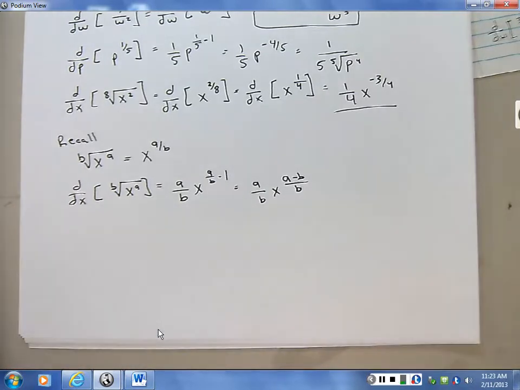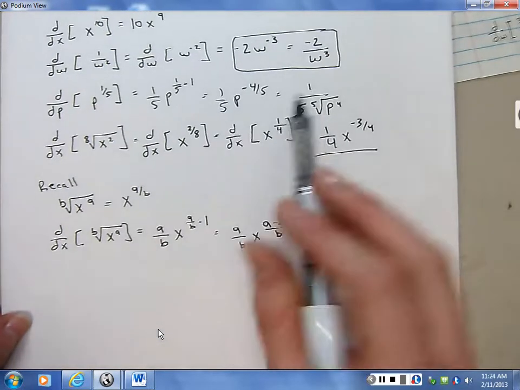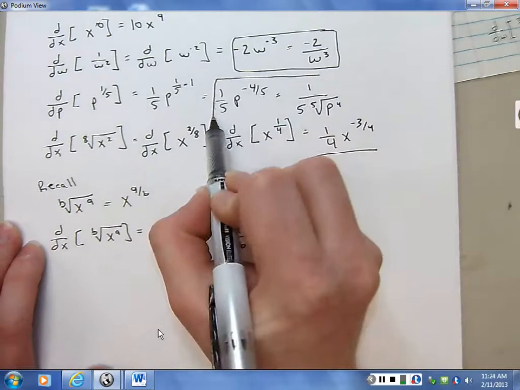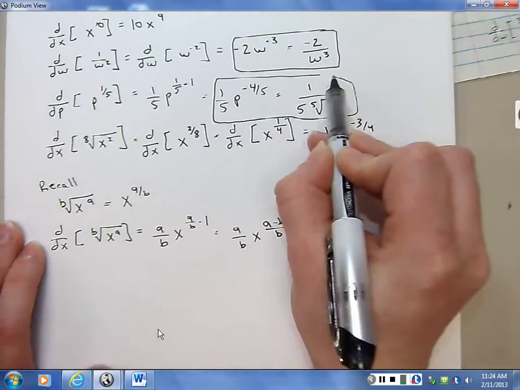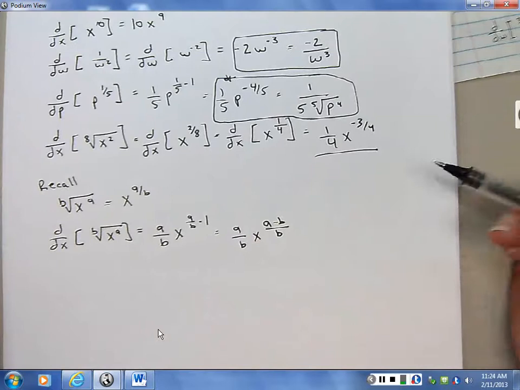Stephanie, you have a question? What did you say? Sorry, I just didn't hear you. Did you say you can do the 1 over 5 p to the negative 4 over 5 that way? Both ways are correct. Generally, we keep it like this because we like to see the p to a power.